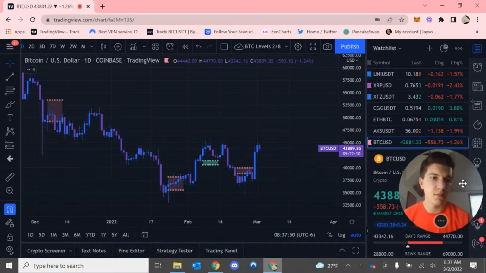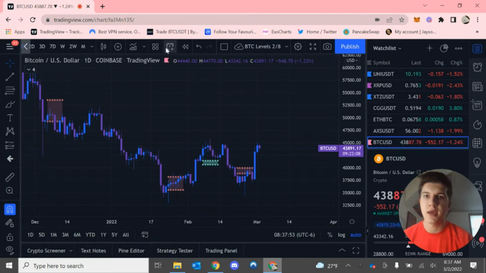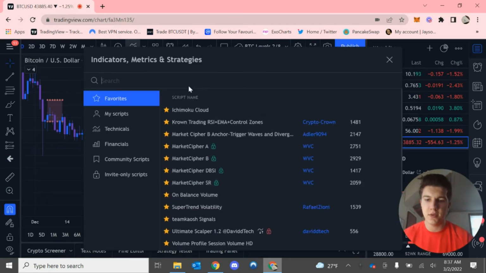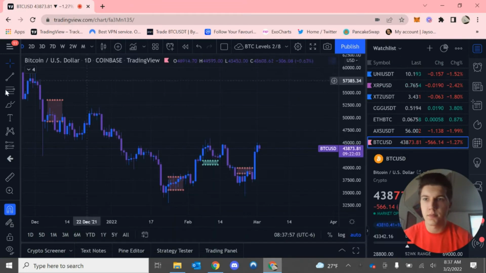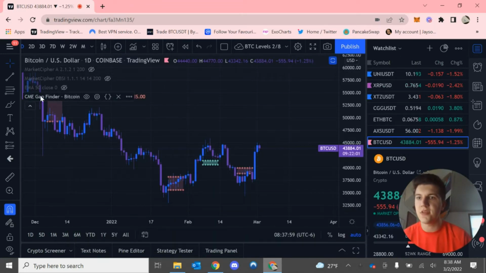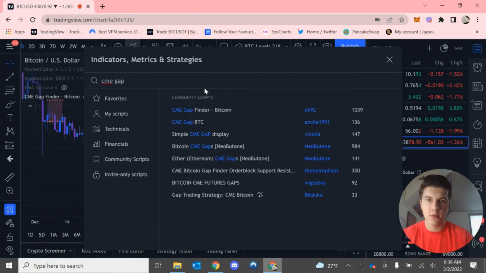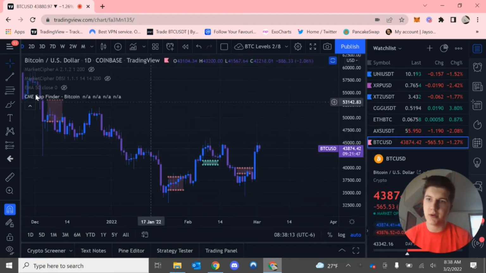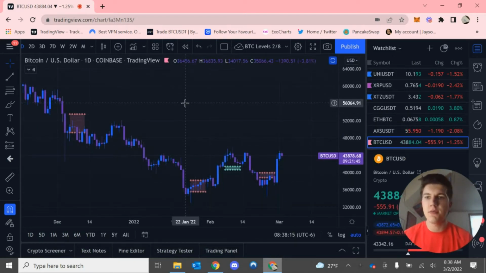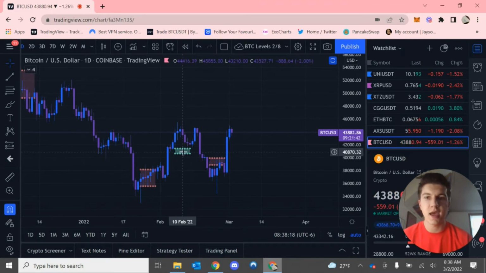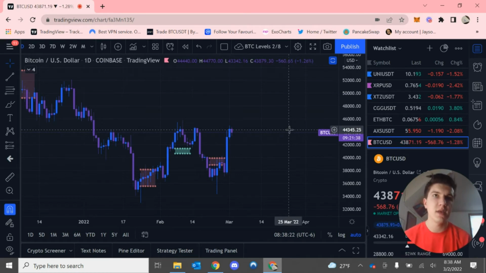Anyways, the indicator that I am using to find these, let me come down to my scripts here, is the CME Gap Finder Bitcoin. If we go up to our indicators and search for it, it is this one by 092. 092, if you're watching this, thank you for making it. What it does is it highlights the gap that happened on Bitcoin on Sunday.